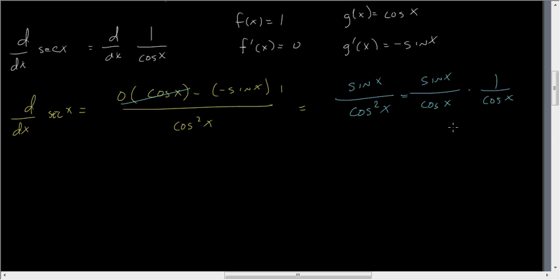And as we all know, this is tangent. This is secant. Apparently my secants start with C's now. So the derivative with respect to x of secant x is equal to secant x tangent x.